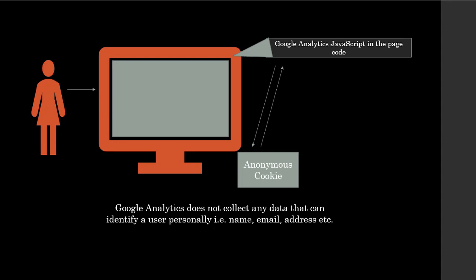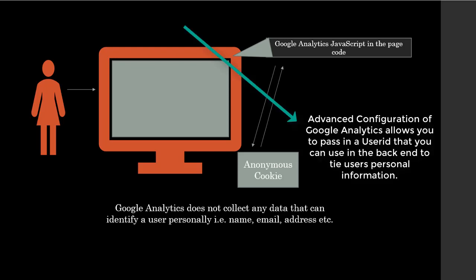The first time somebody comes on the site, Google Analytics assigns a randomly generated string value that gets stored in the browser cookies. Any subsequent visit to the same site by the same device is assigned to the same user. So that's how user identification happens. Advanced configuration of Google Analytics does allow you to pass a user ID. This is the user ID that you might have stored in your database. However, you cannot pass any other information about the user.